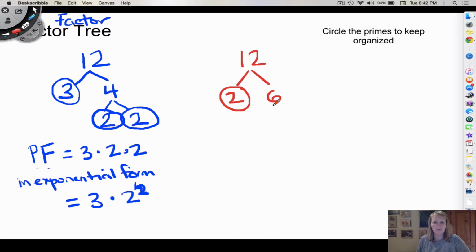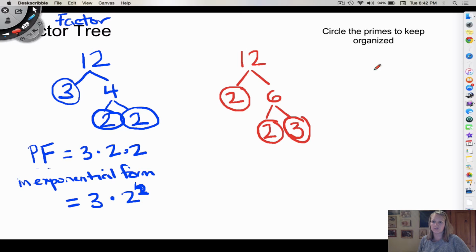So 2 is a prime number. 6 is a composite number made up of 2 times 3. 2 is another prime number, and 3 is a prime number. And so I would get the same thing. So the prime factorization for this 12 by taking this approach, I would get 2 times 2 times 3.